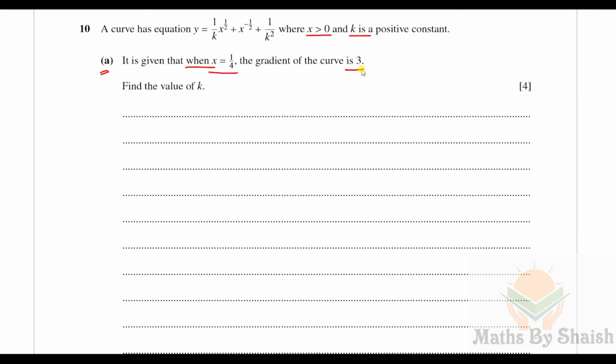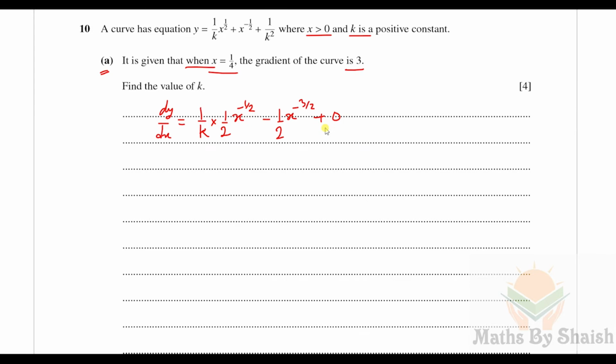So find the value of k. The gradient of the curve is given by dy over dx. The curve is given as y = 1 over k times x to the power 1 by 2. Differentiation of x to the power 1 by 2 is 1 upon 2 x to the power minus 1 by 2, because 1 by 2 minus 1 is minus 1 by 2. Differentiation of x to the power minus 1 by 2 is minus 1 by 2 x to the power minus 3 by 2, plus 0, because it's a constant.